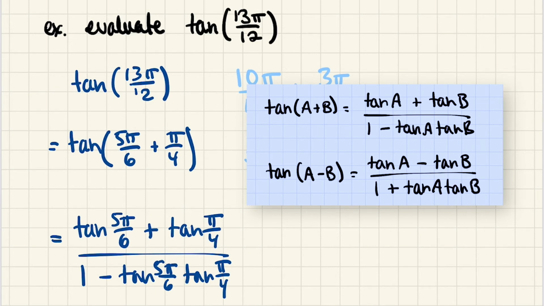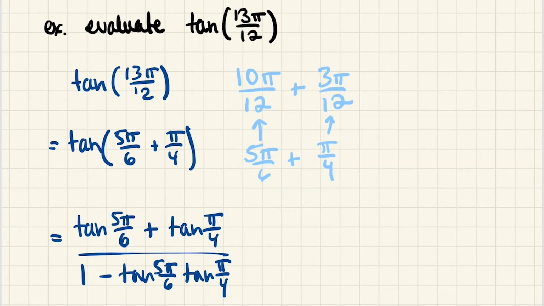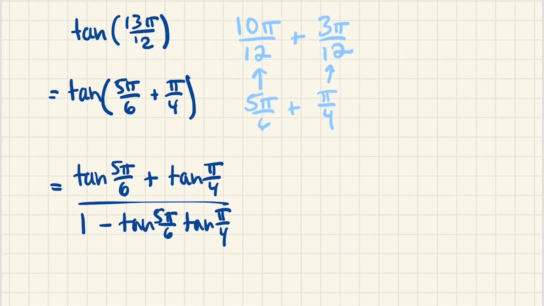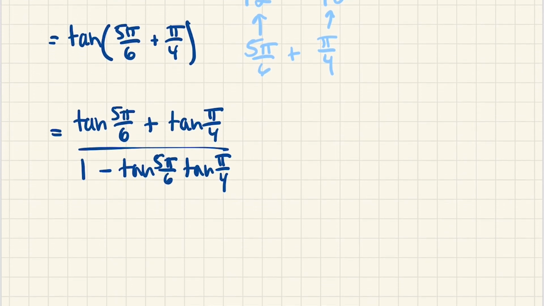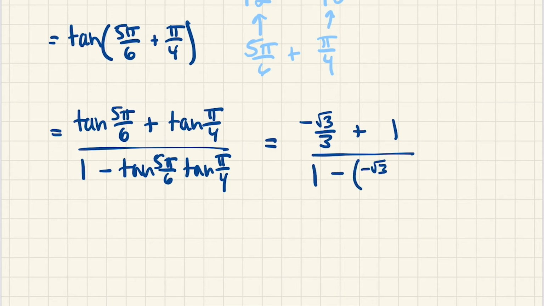Okay, so again, it's still first angle, second angle, first angle, second angle. So yeah, to finish this problem, we just need to evaluate each of these 4 pieces and then clean up what we have. So tangent of 5 pi over 6. Well, that's the second quadrant, and tangent's negative in the second quadrant. So this will be negative rad 3 over 3 plus tangent of pi over 4. That's positive 1. And the denominator is 1 minus tangent of 5 pi over 6, still this.